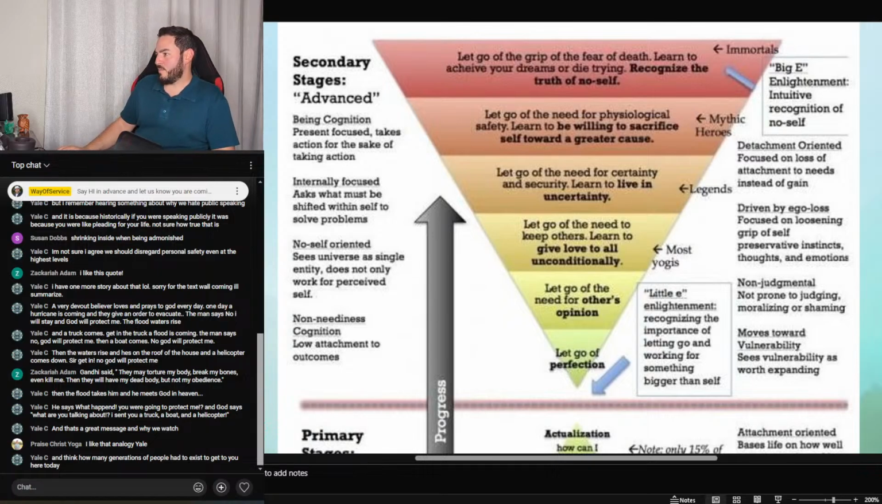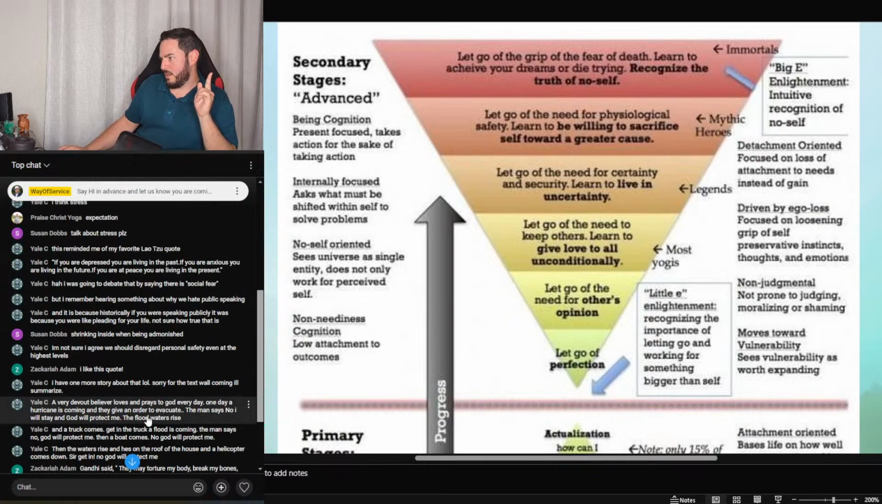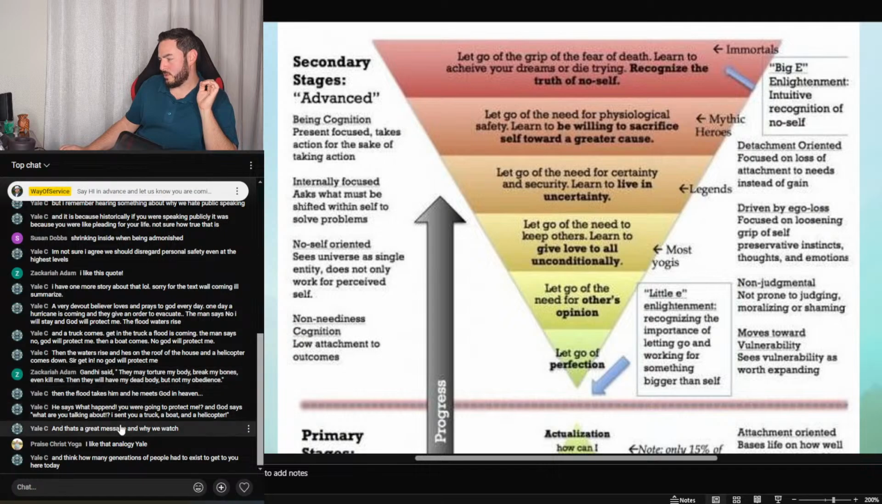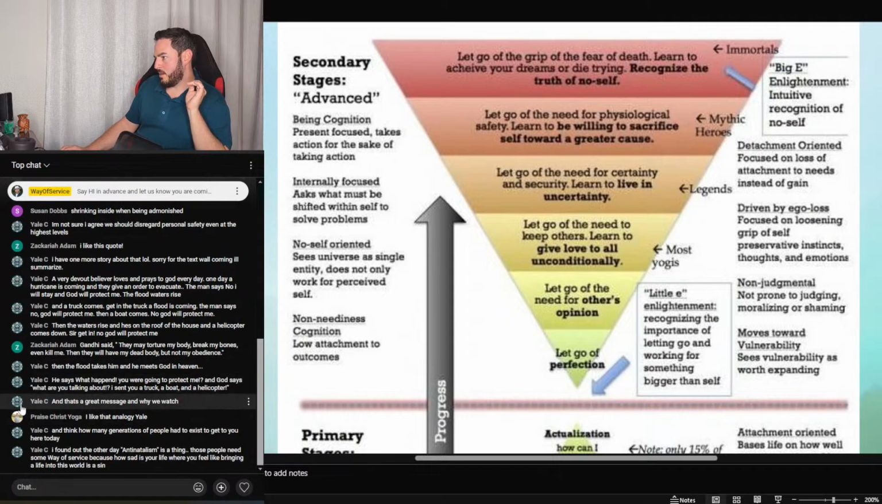All right, let's go back into the chat here. I feel like I missed a couple. I didn't forget about you, praise Christ. Okay, you and Susan, I didn't forget about you either. Shrinking inside when being admonished. We're gonna get back into those emotions and see what we can do with them. I do want to read these chats, and then we'll go back to that.